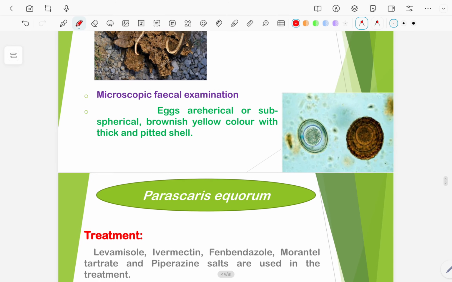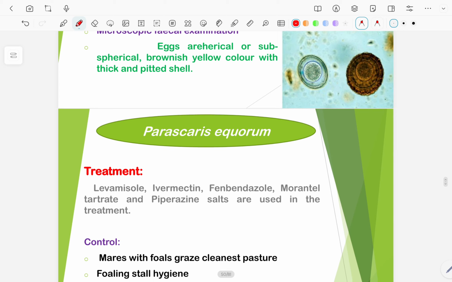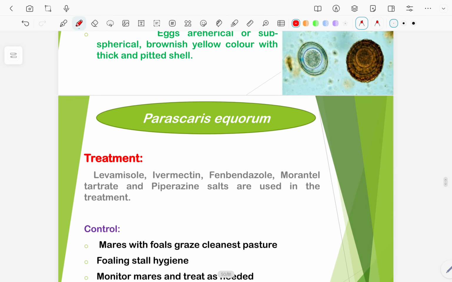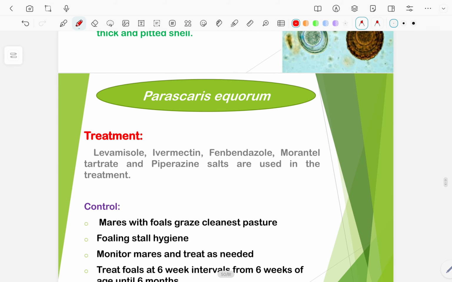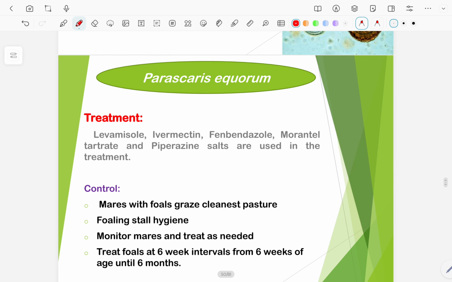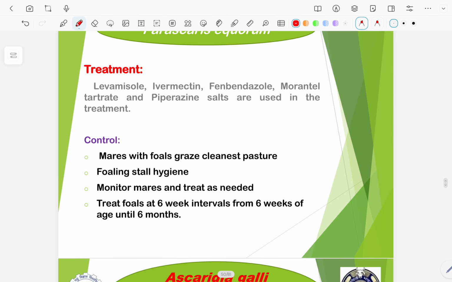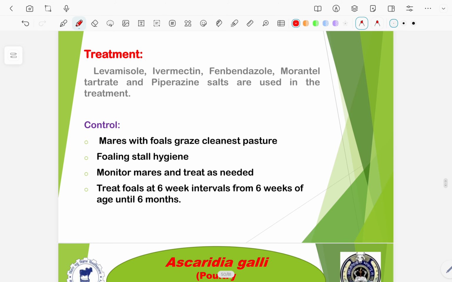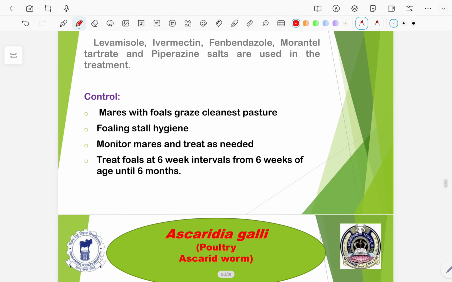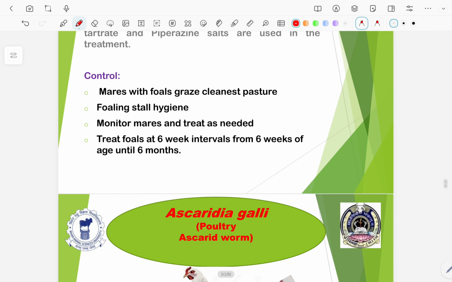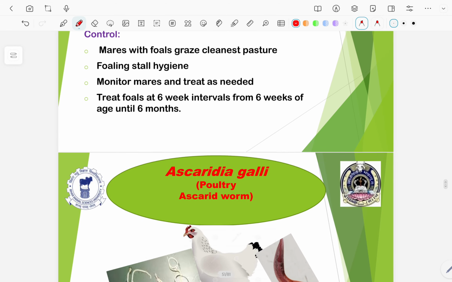Parascaris equorum treatment. Levamisole, ivermectin, fenbendazole, morantel tartrate, and piperazine salt are used in the treatment. Control: mares with foals graze on the cleanest pasture, follow stall hygiene, monitor measures, and treat as needed. Treat foals at 6 week intervals from 6 weeks of age until 6 months.